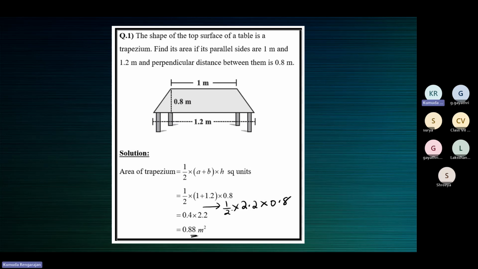I've cancelled: 2 ones are 2, 0.4 times. You should simplify this calculation. This is the formula: half into sum of the parallel sides into distance between them. Substitute the values and calculate.